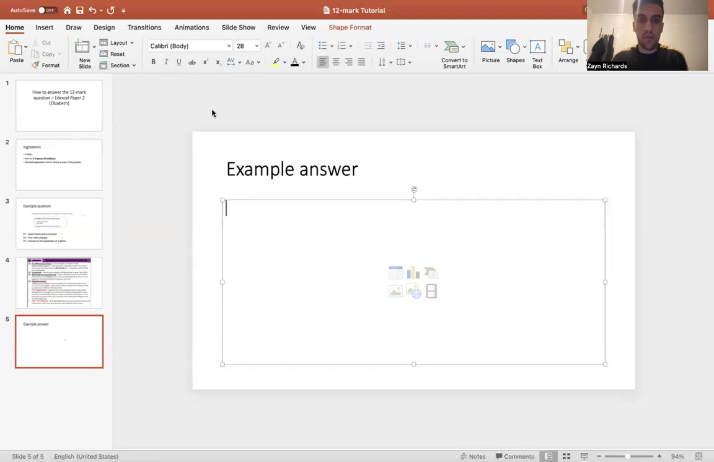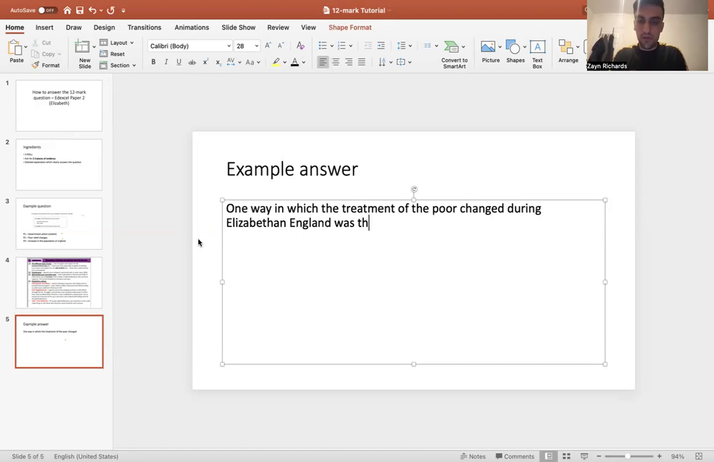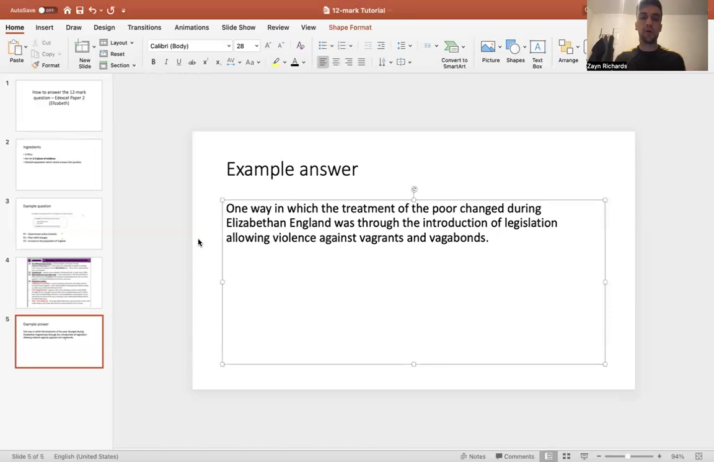So the first thing I'm going to start by doing is really addressing the question. So I'll say one way in which the treatment of the poor changed during Elizabethan England was through the introduction of legislation allowing violence against vagrants and vagabonds. So I'm starting with a real clear point sentence where I'm using the wording of the question. Notice how I'm using the treatment of the poor and the word changed. Those need to be mentioned throughout your answer.